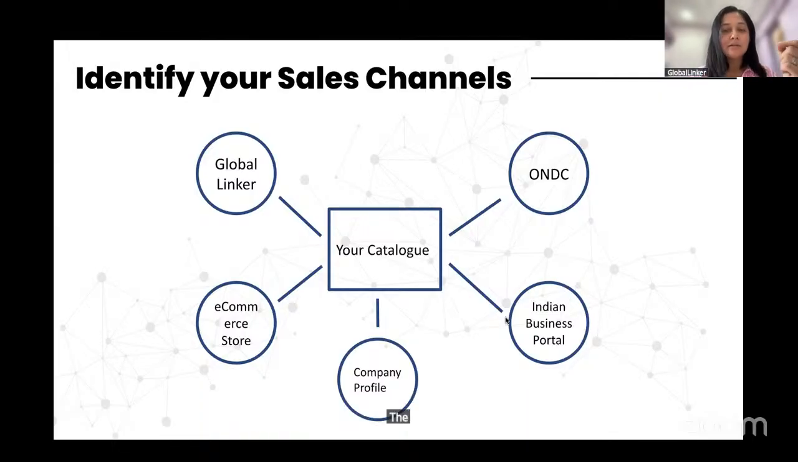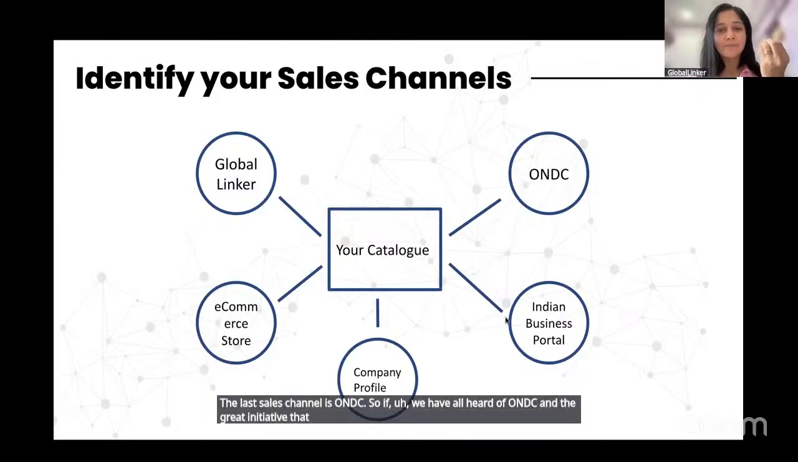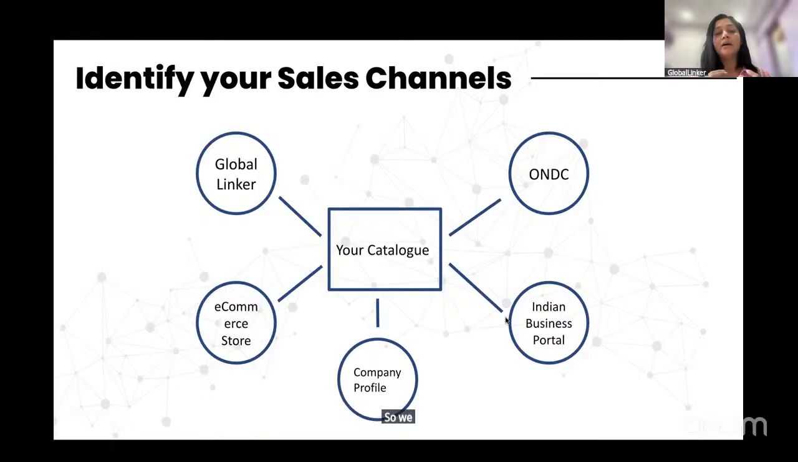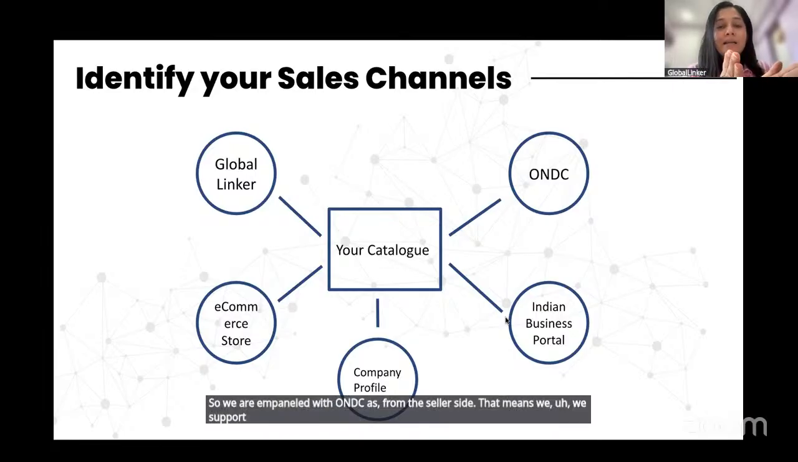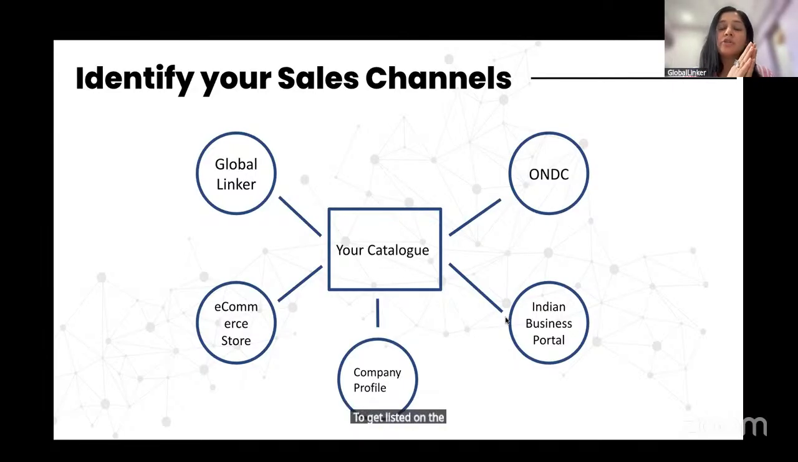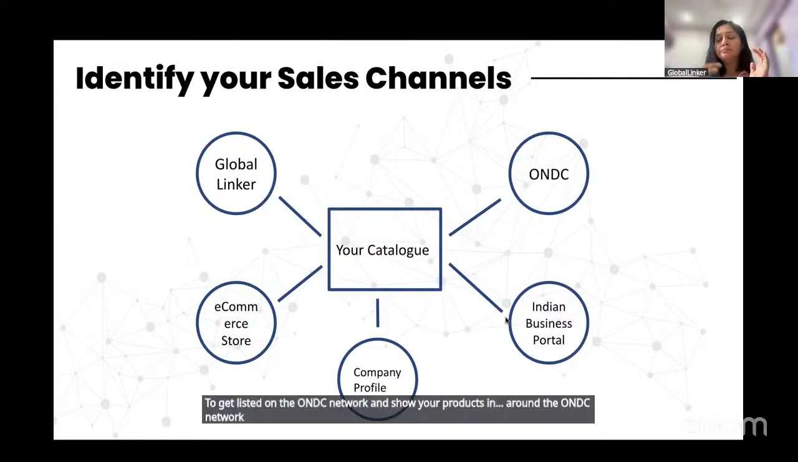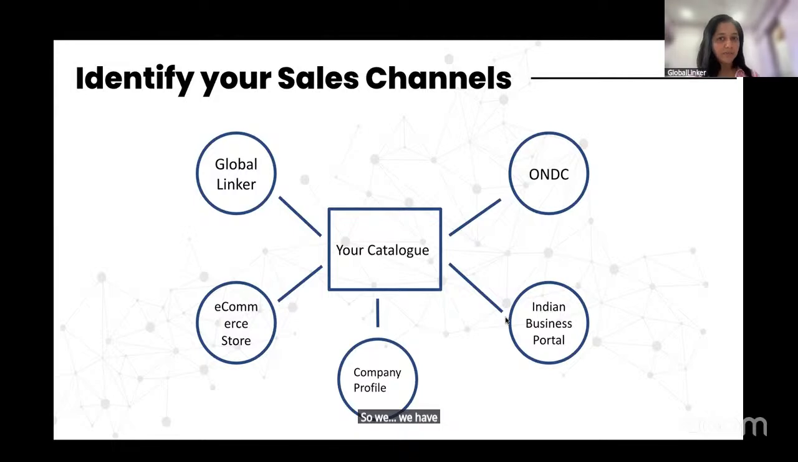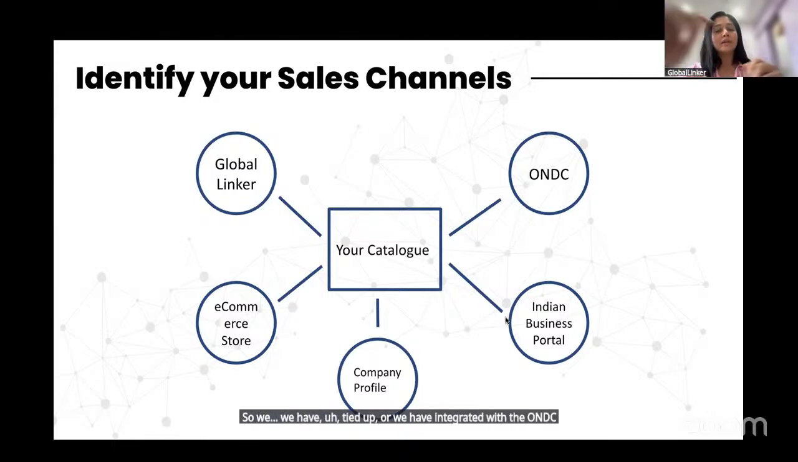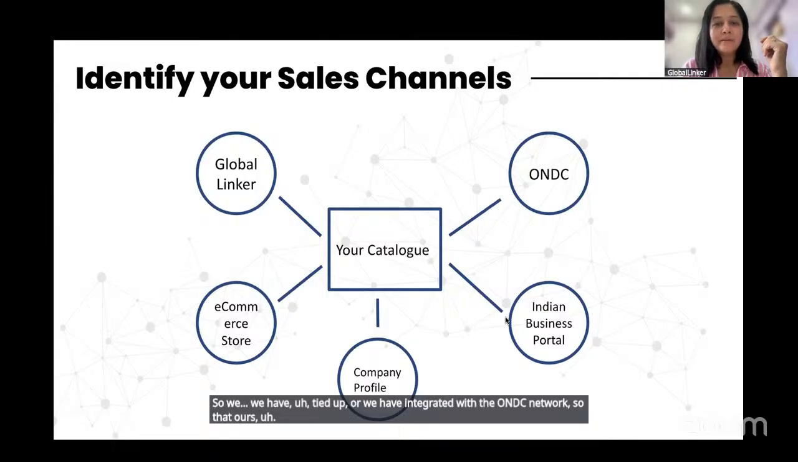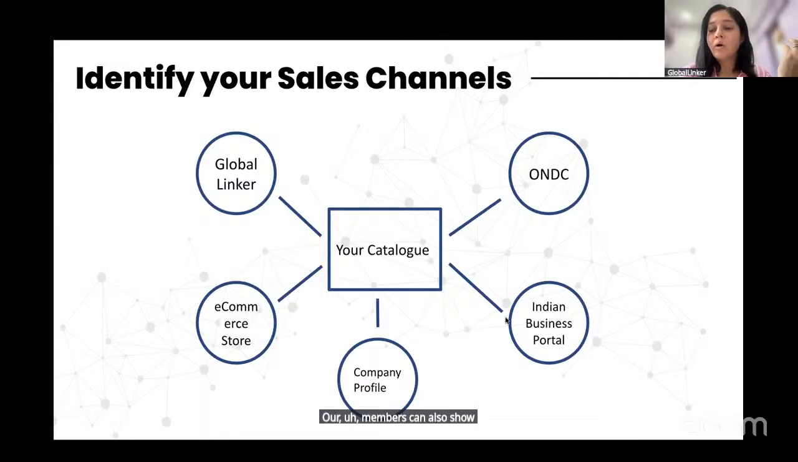The last sales channel is ONDC. We have all heard of ONDC and the great initiative that has been done by the government so that other businesses can also get a similar platform of being online and getting their products visible for orders. So we are empaneled with ONDC on the seller side. That means we support you as a seller to get listed on the ONDC network and show your products around the ONDC network as well. We have integrated with the ONDC network, so that our members can also show their same catalog on the ONDC network.